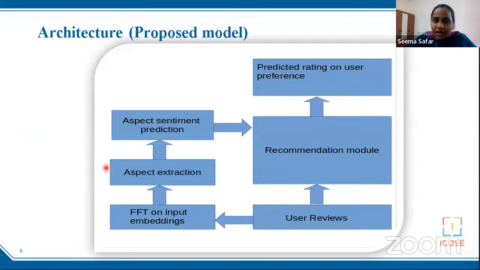Moving on to the proposed model architecture. This is how the simple architecture looks. As you can see in the figure, a user review is being fed into two different modules. These three blocks form the aspect-based sentiment analysis part, and this is the recommendation module. The user review is fed into an FFT layer, followed by an aspect-based sentiment analysis part and a recommendation layer. The user review is also fed into a recommendation module layer, which makes use of the output from the aspect sentiment prediction part and gives us a prediction of the rating on user preferences.